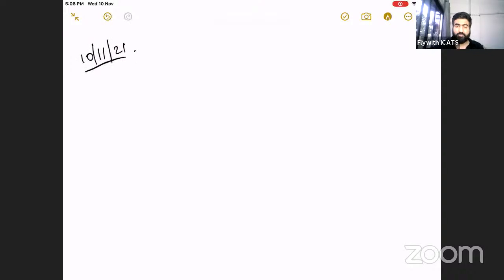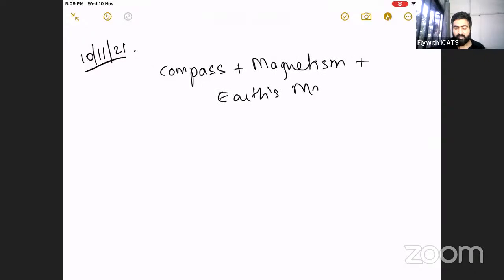So what we're going to learn today is something that is very, very interesting. We talk about three things in unison, that is compass plus magnetism plus what is Earth's magnetism. Okay. This in itself is a separate category, and it encompasses relevant things. These are three different topics for you.